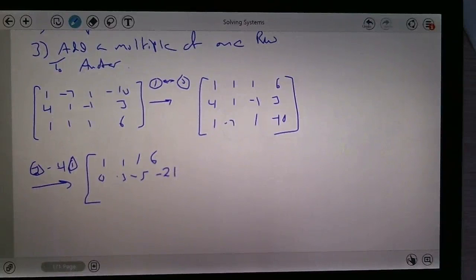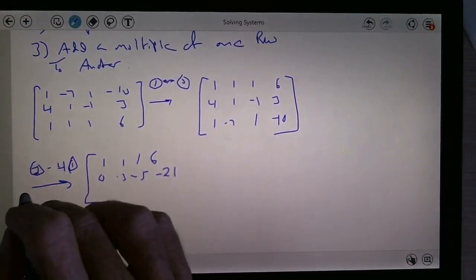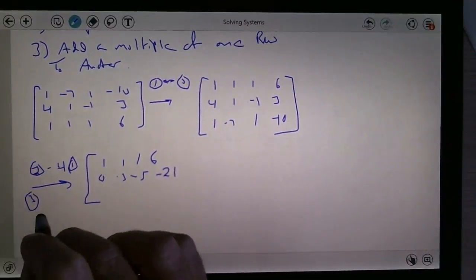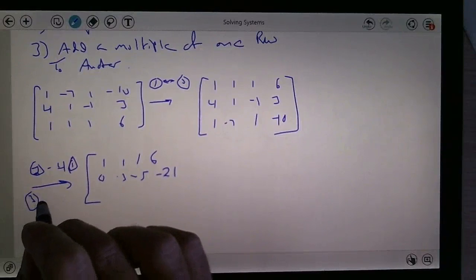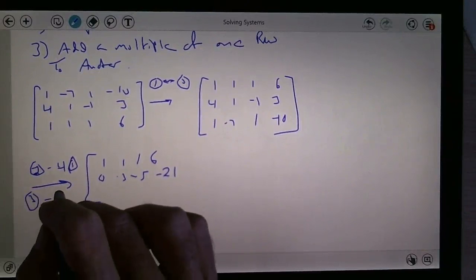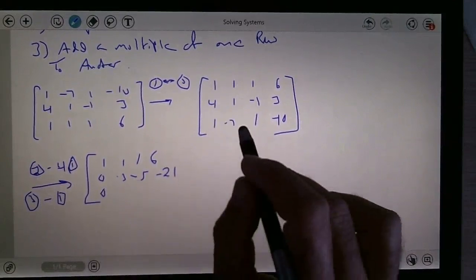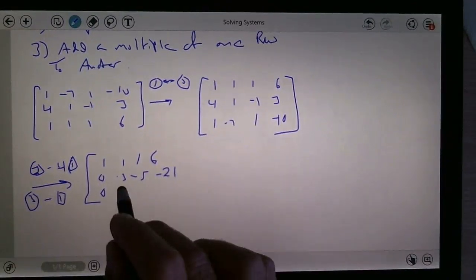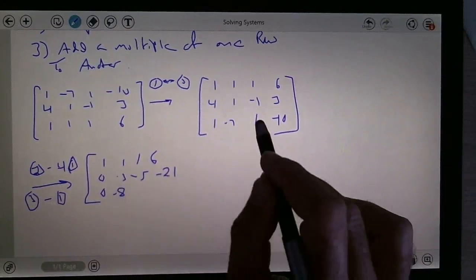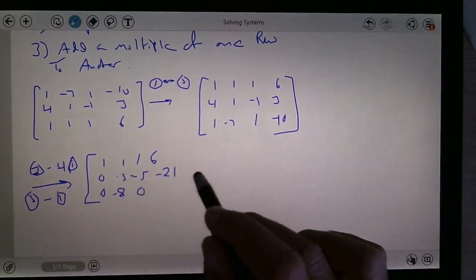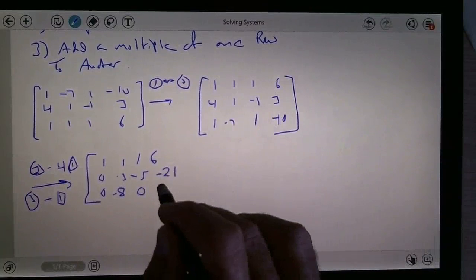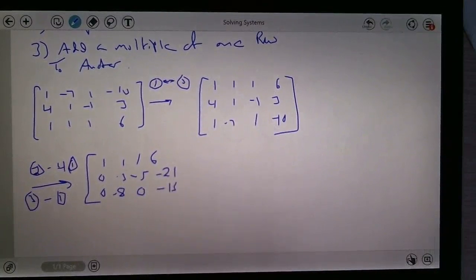Now, at the same time, I'm going to replace row 3 by row 3 minus 1 times row 1. So row 3 minus 1 times row 1. So that would be a 0. This one minus that would be -8. This one minus that is 0. This one minus that is -16.